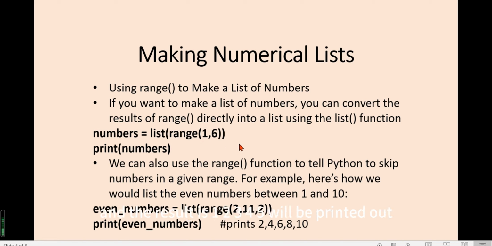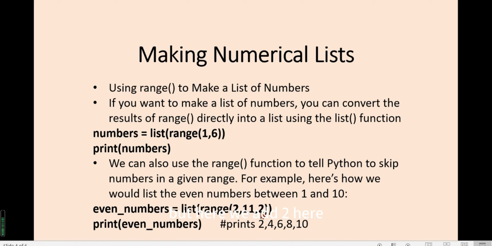So we can also use the range function to tell Python to skip numbers in a given range. For example, here is how we would list the even numbers between 1 and 10. So even numbers is a new list, assigned a list, and inside the list is a range function. We can see the range function has 3 parameters. The first and the second are the lowest and the highest value, and the third, the default value, is 1, so we can omit it if it is 1, like in previous examples.